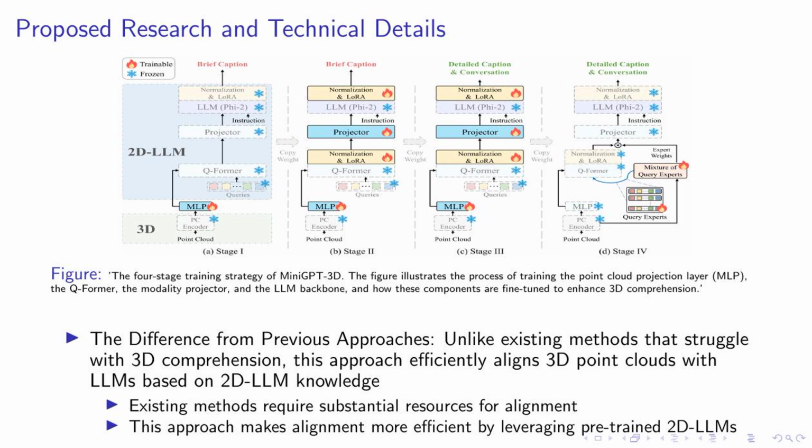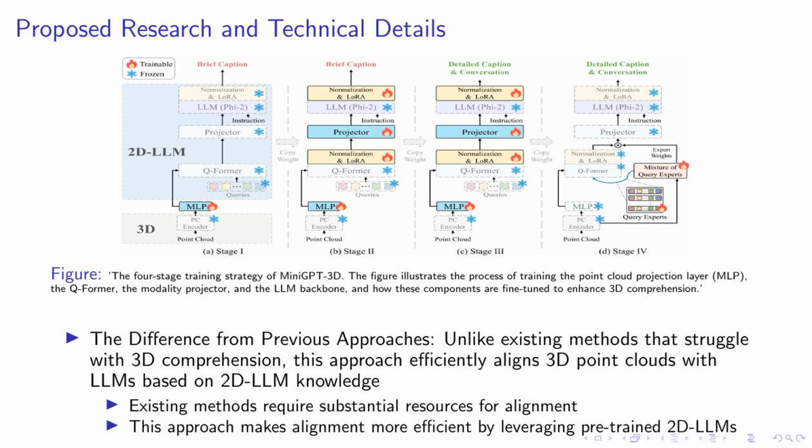Stage 2: in this stage, the objective is to transfer the vision-language knowledge domain to 3D space, establishing the 3D language knowledge domain. 4 parts are fine-tuned: the point cloud projection layer (MLP), the Q-former, the modality projector, and the LLM. Stage 3: to gain better 3D language knowledge, the modules trained in the second stage are further fine-tuned using a more challenging dataset. This empowers MiniGPT-3D with the capabilities to comprehend and respond to complex instructions.